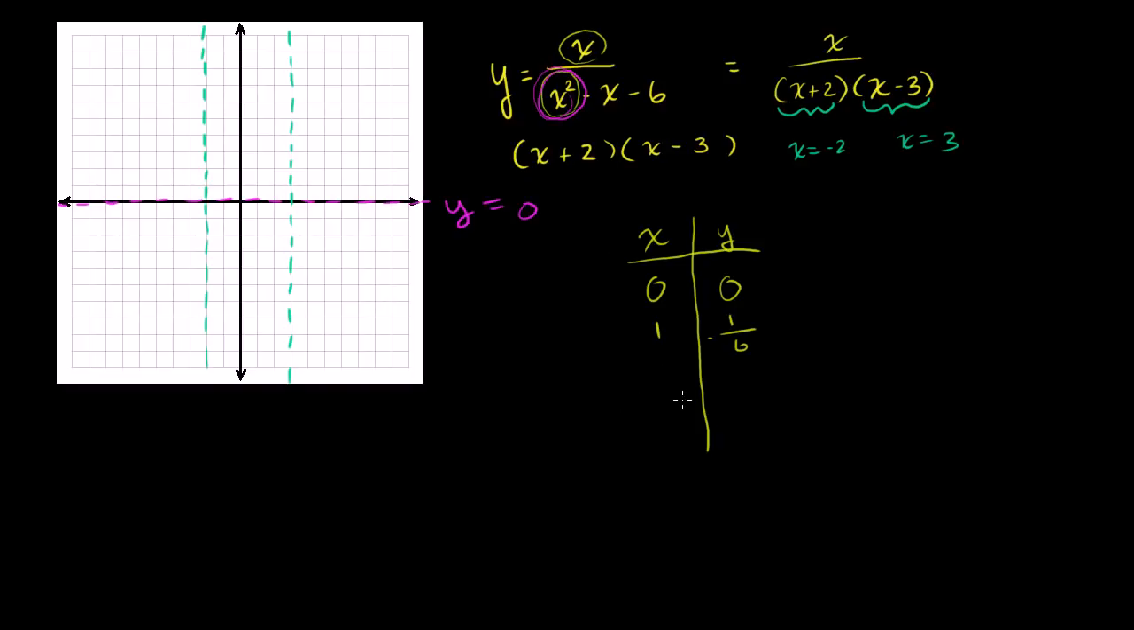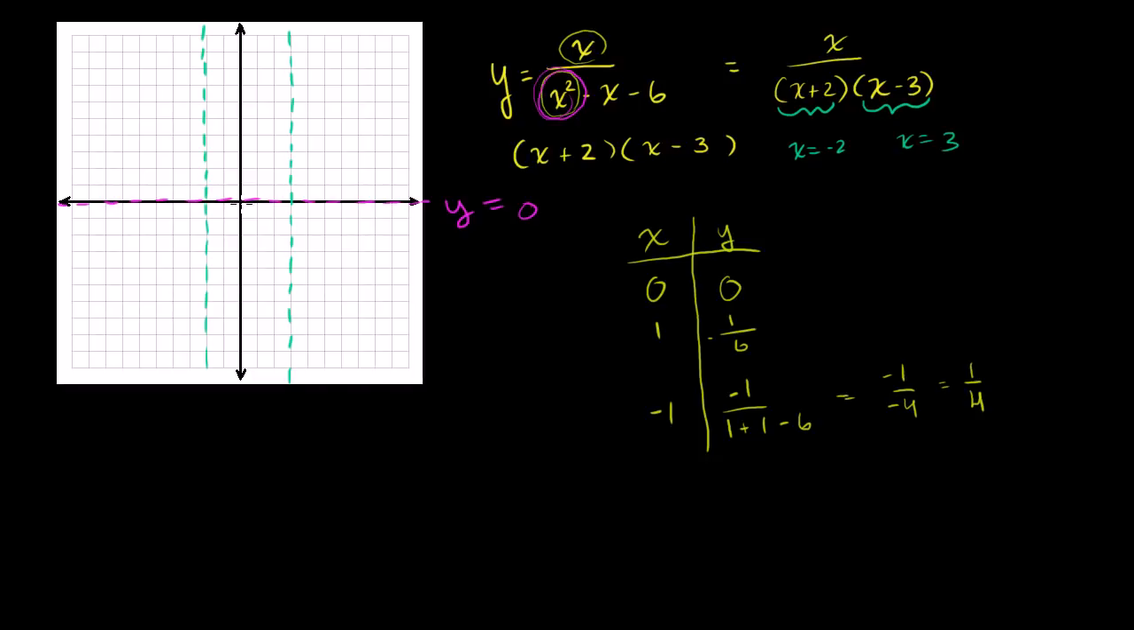When x is equal to negative 1, what do we have? We have negative 1 over negative 1 squared, which is 1, minus negative 1. So that's plus 1, right? Minus negative 1, minus 6. So what is this right here? This is negative 1. So this is going to be negative 1 over 2 minus 6, over negative 4. This is going to be equal to 1/4. So we're going to get a positive value.